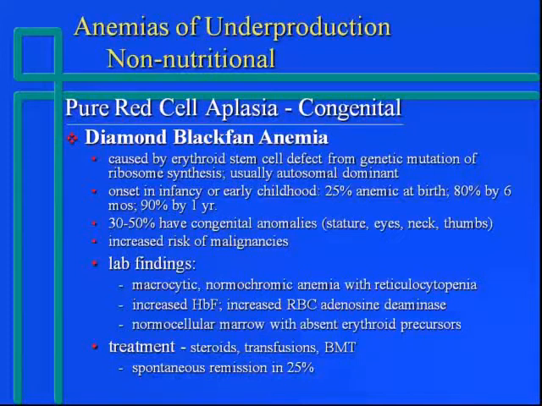But if a bone marrow is performed, the marrow in general will be normocellular, but with absent erythroid precursors. These patients are often responsive to corticosteroids. We try to avoid using steroids in the first year of life because of their adverse effects on development. Sometimes these patients require transfusions. They can really be very critically anemic. But up to 25% of patients with this condition will have long-term spontaneous remission. Bone marrow transplant, when necessary, can be curative.